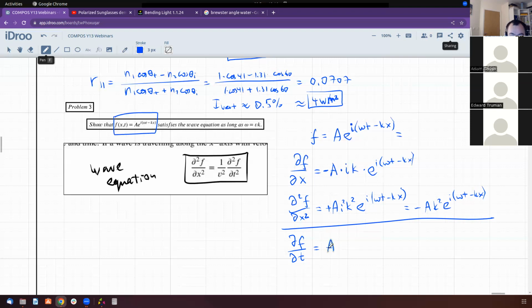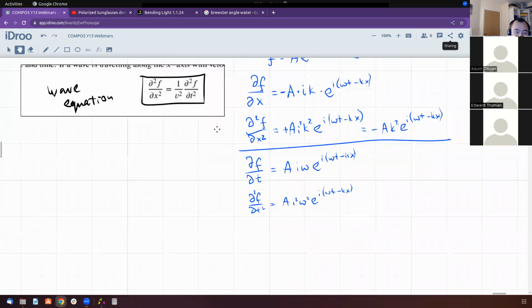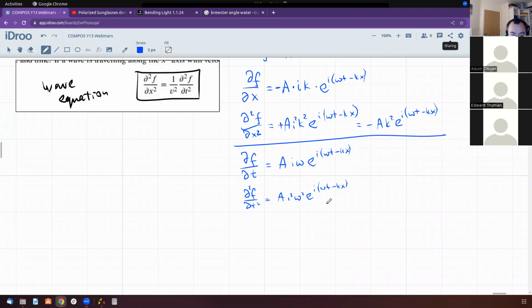Now we do df/dt, which is a very similar thing. There's no minus, so it's going to be a i omega e^(i(omega t minus kx)). The second derivative, d squared f/dt squared, is a i squared omega squared e^(i(omega t minus kx)), and this i squared is minus 1, so it's minus a omega squared e^(i(omega t minus kx)).